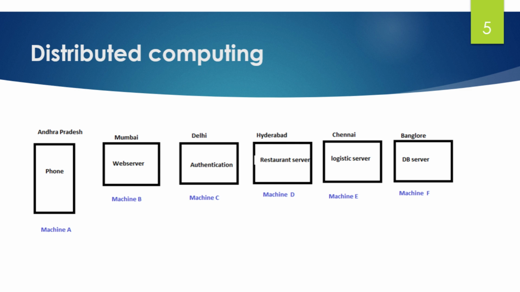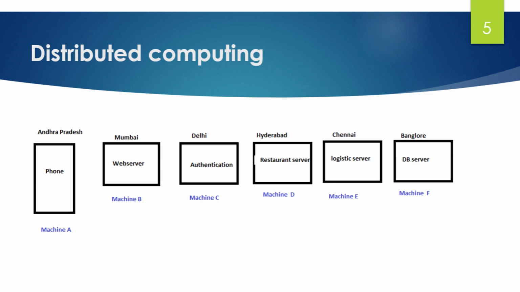So this is another example where, let's say you order food using an online application. Let's say you are in Andhra Pradesh, and your phone or machine A is also in Andhra Pradesh. Now, after placing the order, the web server of the application receives the order, right? That can be in a different location, geographically different. That is another machine. And once you place the order, authentication happens, right? Let's say that is in Delhi. So this is again another machine.